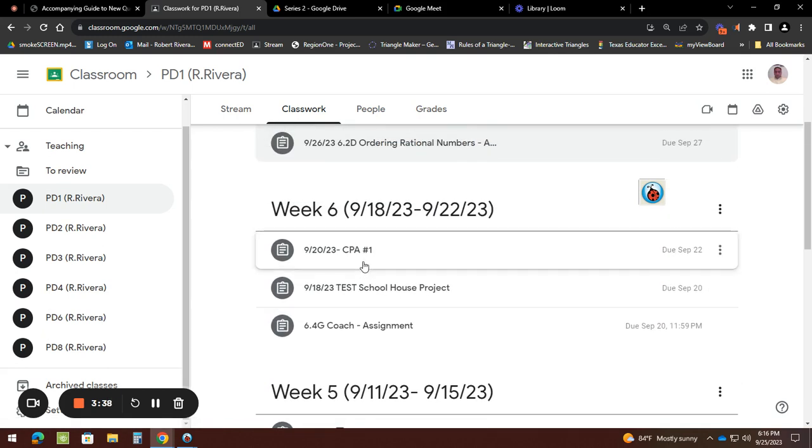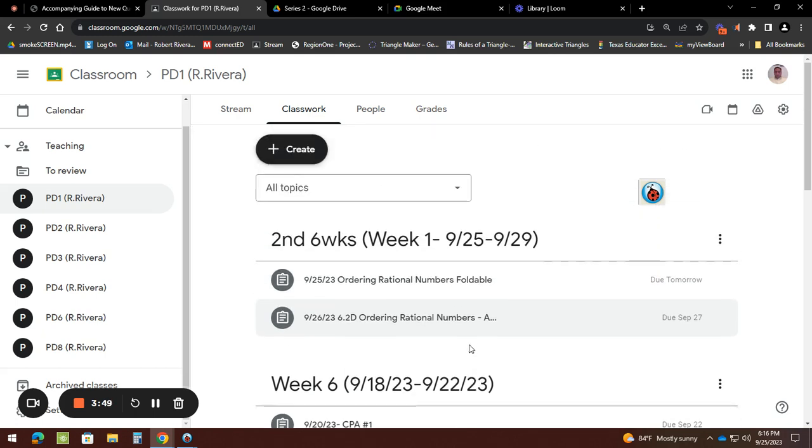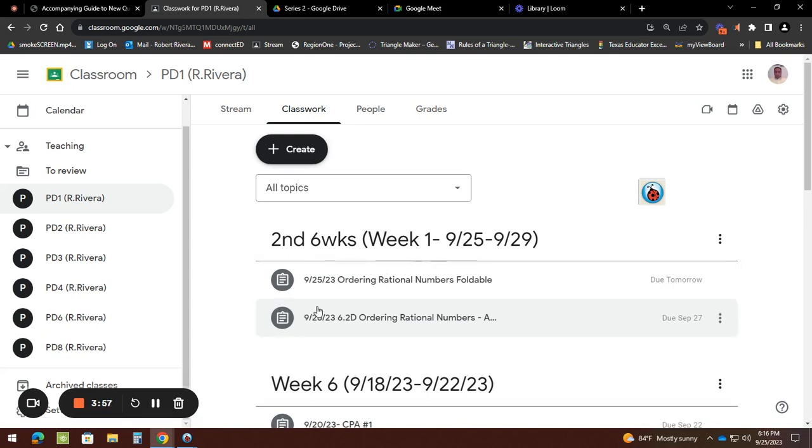The CPA, I counted it as a daily grade this time. The checkpoint, this is your 6 weeks test. CPA number 1 is your 6 weeks test. That's over. Okay, first 6 weeks is over. We're now in the second 6 weeks, week 1. So it's important that I focus on the 6 weeks and I always check the date. Hopefully that helps you understand what I need for you to do.